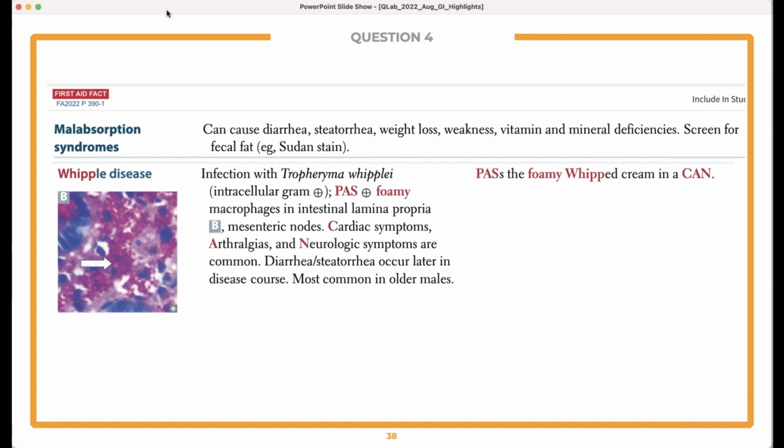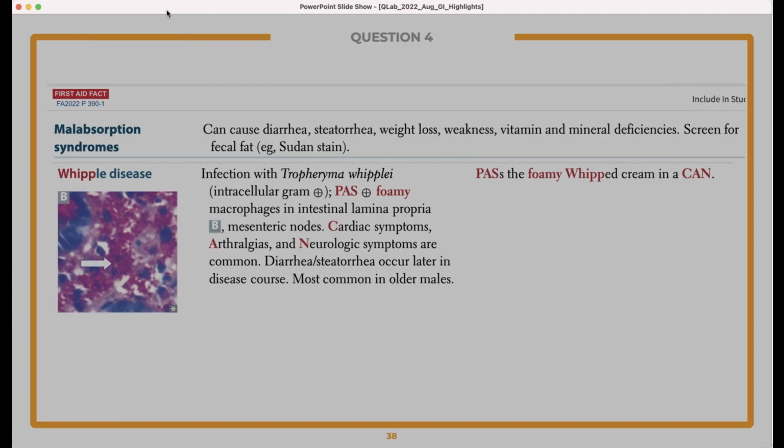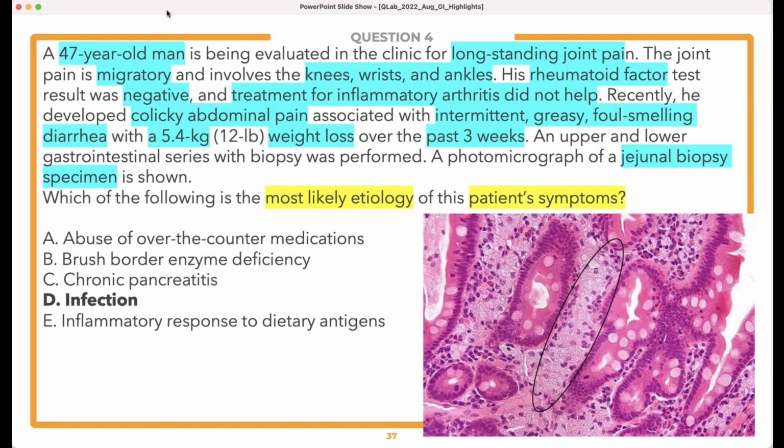So let's take a look at the other answer choices in case you selected that. I know a lot of people selected E. Once again, this is getting at a different malabsorption syndrome. This is getting at celiac sprue, okay? And that would show on a biopsy flattening of the villi as well as a lot of lymphocytes in the tissue. Not what we're seeing here.